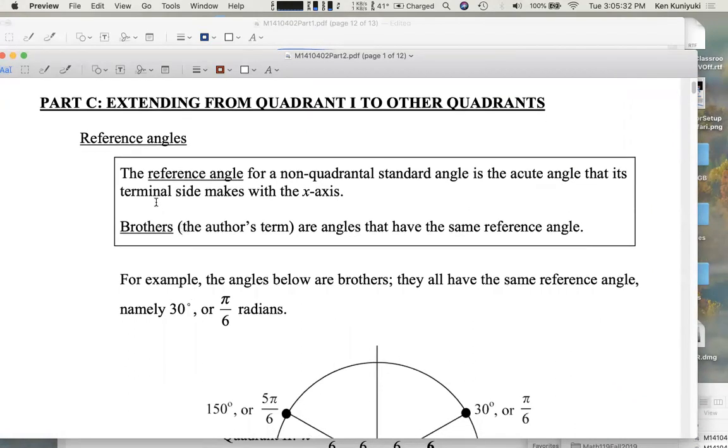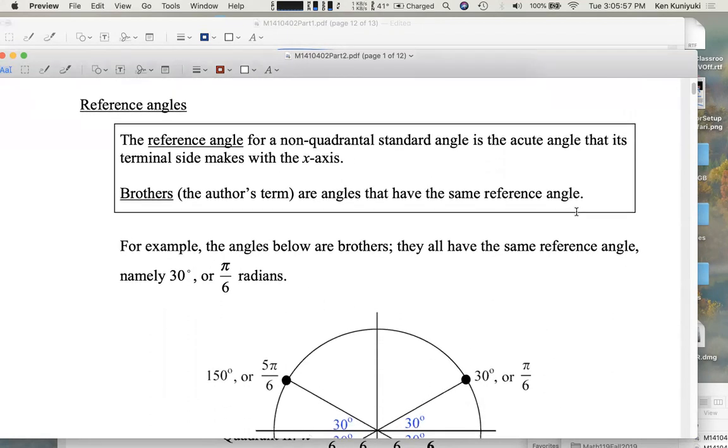The reference angle for a non-quadrantal standard angle, so an angle in standard position, but not a quadrantal angle, so not including 0, pi over 2, pi, 3 pi over 2, and so on, is the acute angle that its terminal side makes with the x-axis.